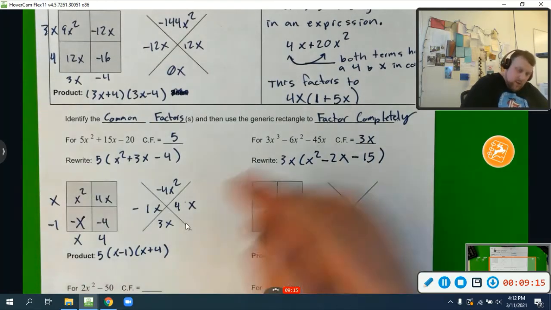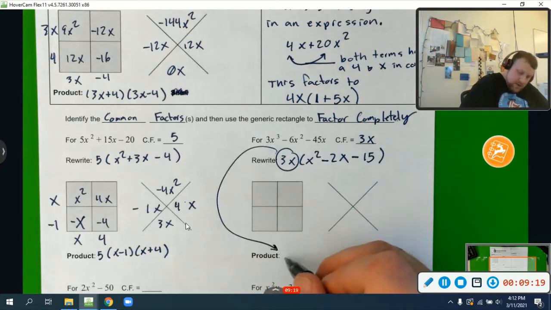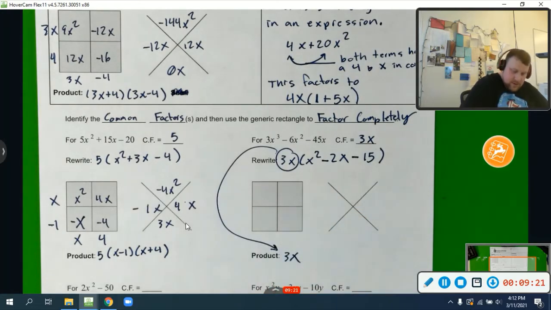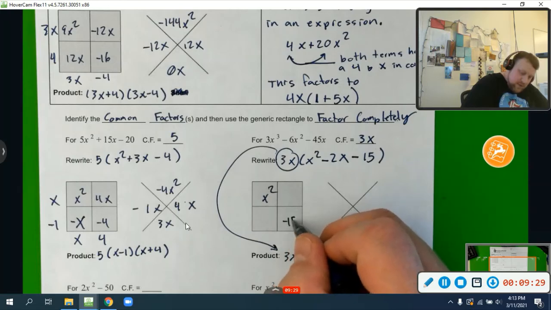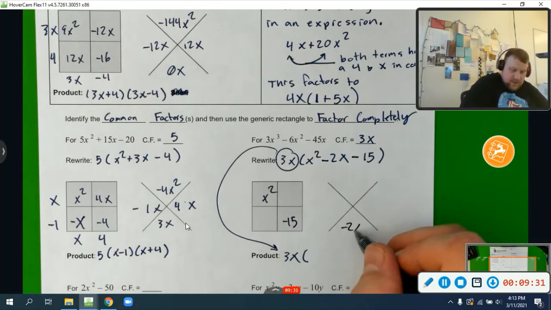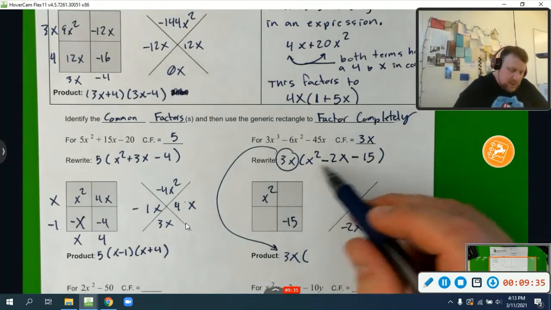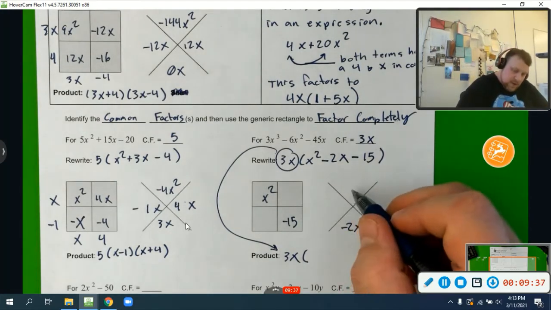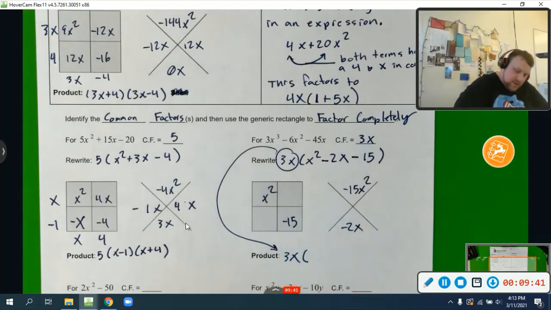So now, right away, I need to take this and put it as part of my product. And I always start the parentheses there so I know we're going to start with something. And then let's factor the inside. X squared minus 15 minus 2x. And this makes it much easier to factor, by the way. And in this case, even possible, because that would have been a cubic problem. So I have negative 15x squared up top by multiplying these two.